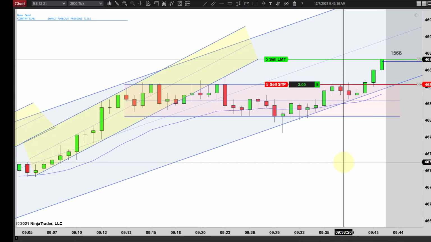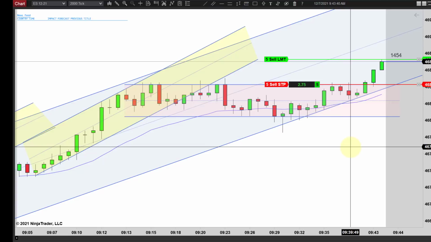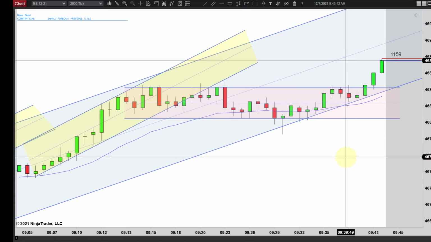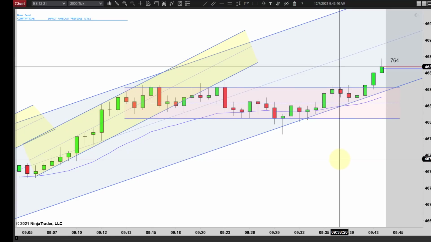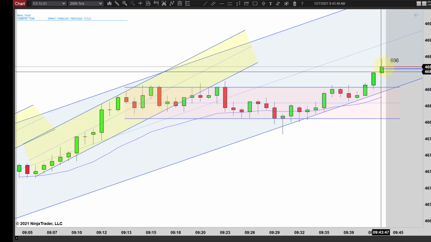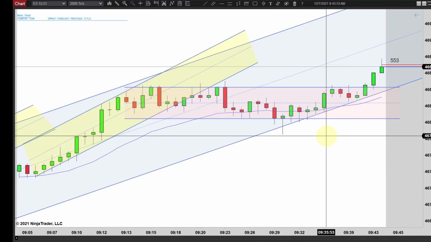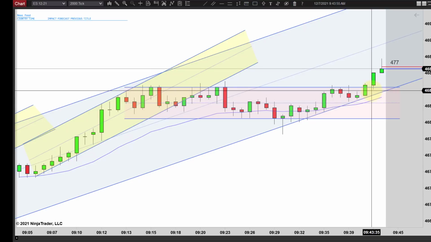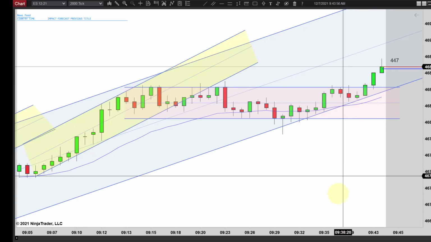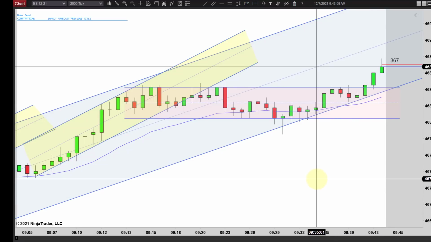There we go. Now you see how it ran and you see how quick that was. You see how quick they ran once they hit those safety stops, it rocketed straight up. And that's what I was expecting to happen. I probably could have got a little better entry than I did.